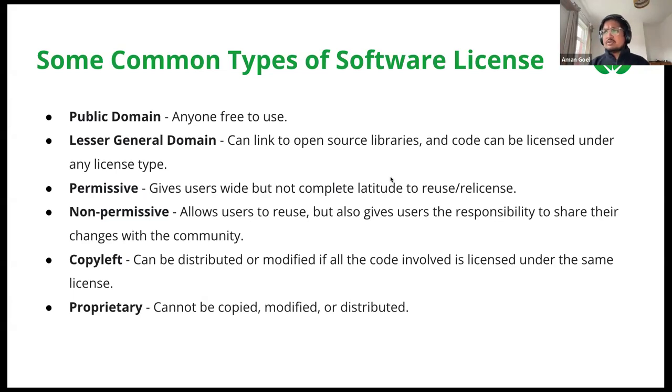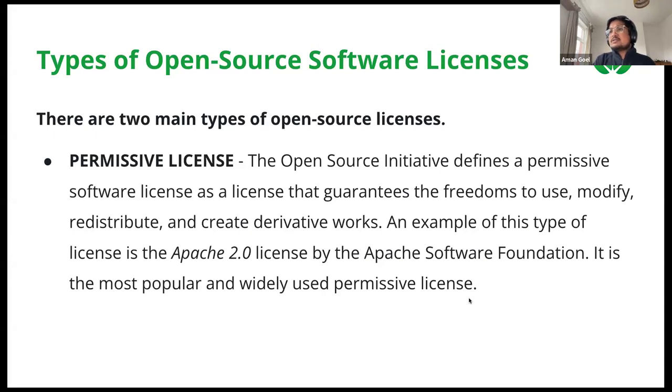I ran through it quickly because we'll be looking in detail at open source licenses. There are two main types of open source licenses. The first one is the permissive license. The Open Source Initiative defines a permissive license as a license that guarantees the freedom to use, modify, redistribute, and create derivative works. So as the name suggests, it is quite permissive by nature. An example of this is the Apache 2.0 license by the Apache Software Foundation. It is one of the most popular and widely used permissive licenses. The MIT license is another popular one that you might have heard of or observed in software projects.